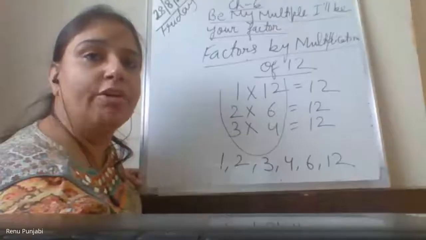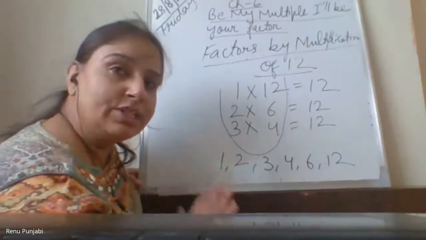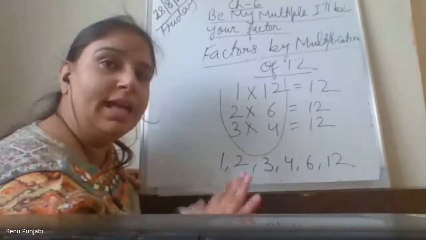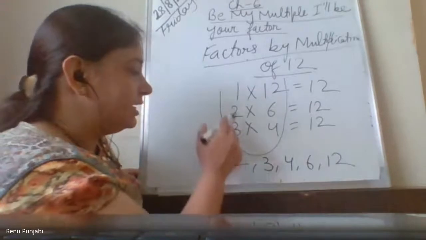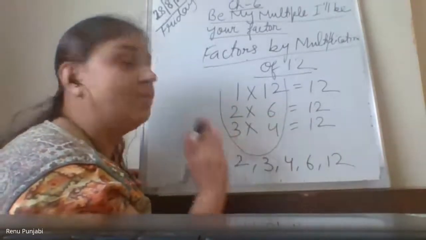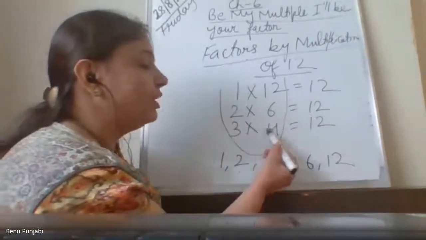Keep your mics off, my dear. This way we will check till 10 and then we'll stop. In every factor, we check till 10 and then we stop. And if we see that the numbers have started repeating, then also we will stop. So 2 into 6 is 12, 3 into 4 is 12.